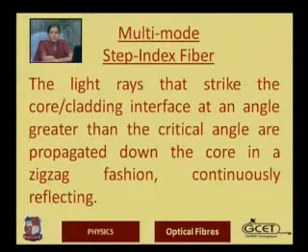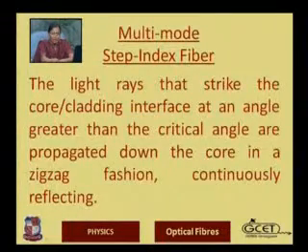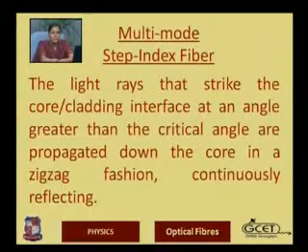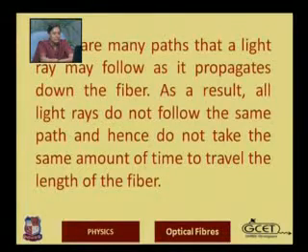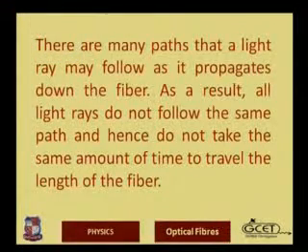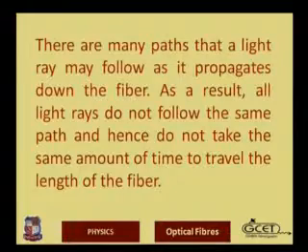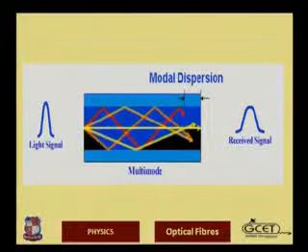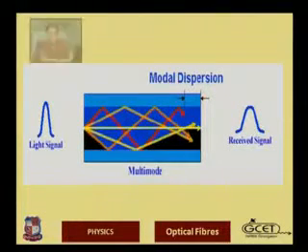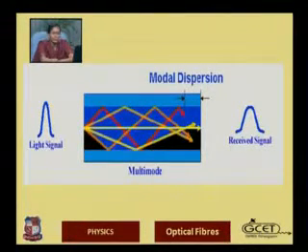Now, in the multi-mode step index fiber, what happens? The light rays that strike the core-cladding interface at an angle greater than the critical angle are propagated down the core in a zigzag fashion, continuously reflecting. There are many paths that a light ray may follow as it propagates down the fiber. As a result, all light rays do not follow the same path and hence do not take the same amount of time to travel the length of the fiber, and that's why you can see modal dispersion in this type of multi-mode step index fiber.